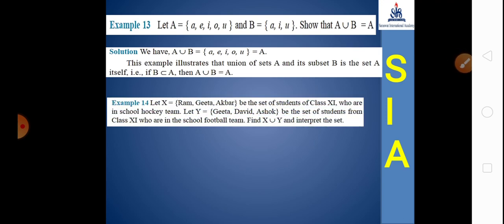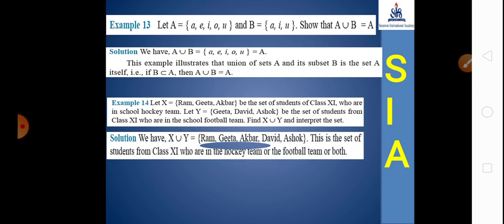Now one more, example 14. Set X is Ram, Geeta and Akbar. Set Y is Geeta, David and Ashok. Find X union Y. Students, you just look at both set X and set Y. Which word is repeated? Yes, it is Geeta. So you write it only one time, and the other words you must write down. So my answer, X union Y, is {Ram, Geeta, Akbar, David, Ashok}. This is my final answer. Good. Next one.